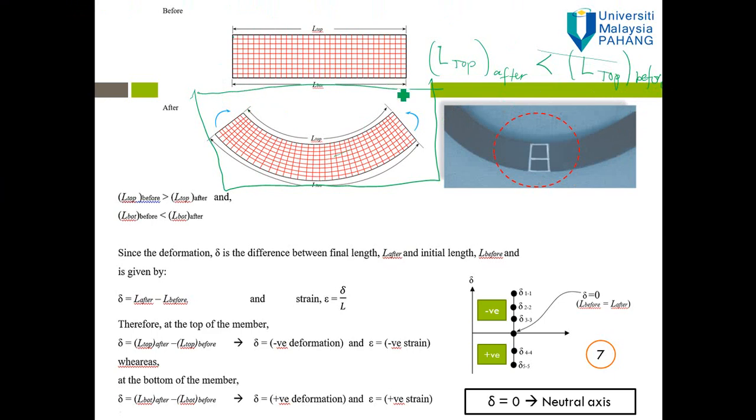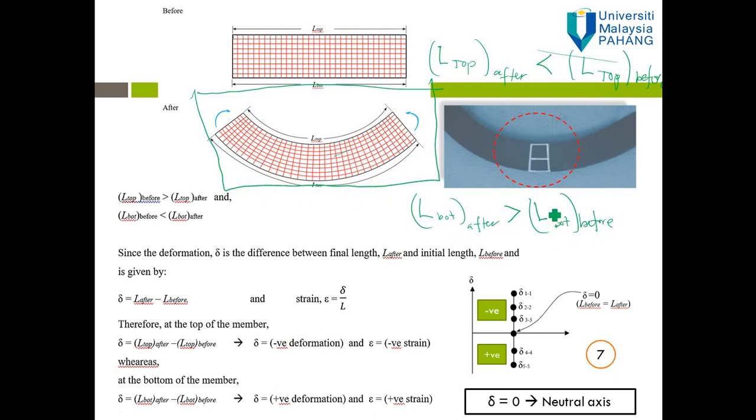And then if you look at the bottom surface of the beam, the length for the bottom surface, let me write after deformation first. The length of the bottom surface after deformation is greater, is longer than the total length of the bottom surface before deformation.